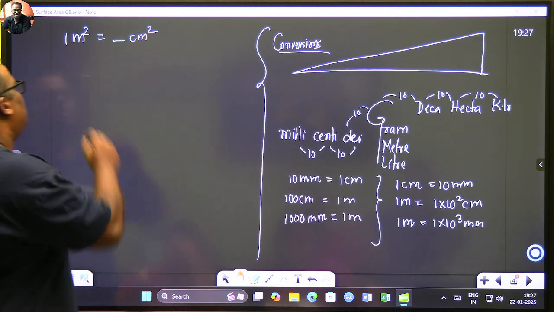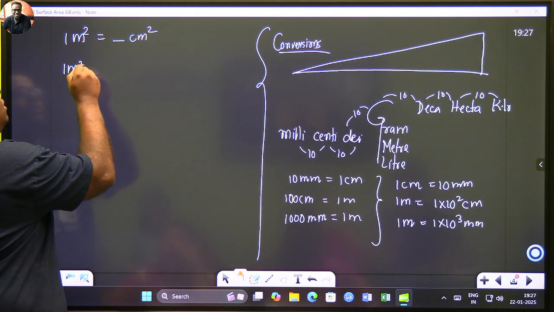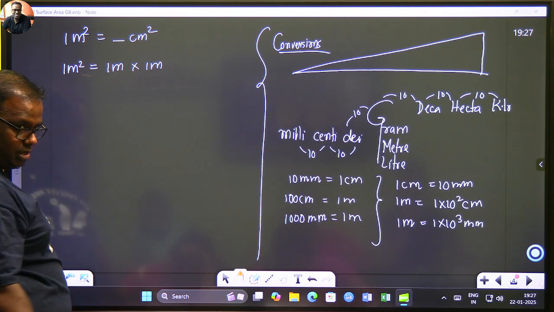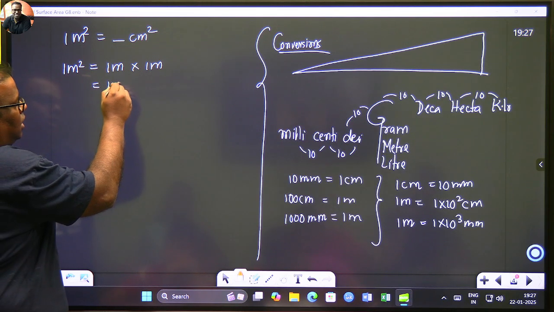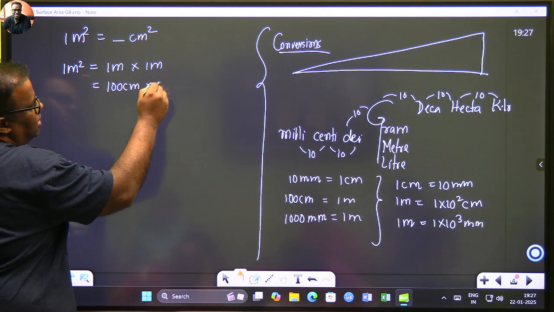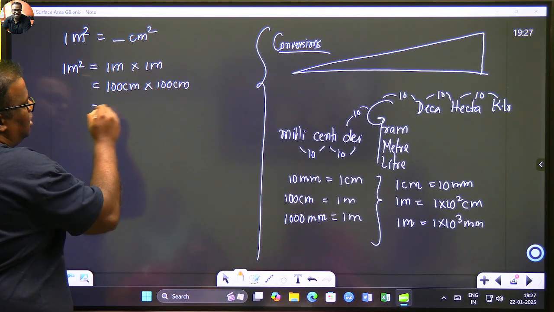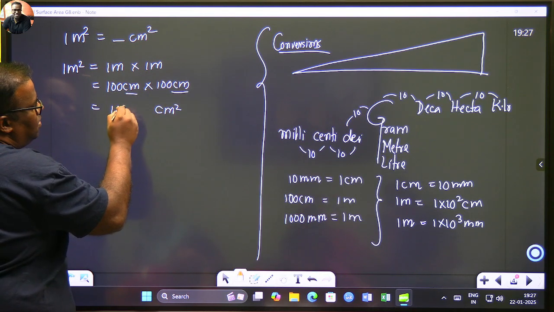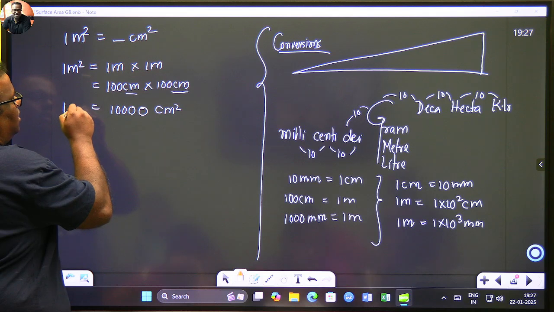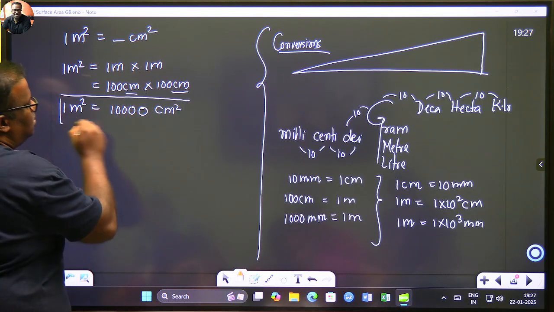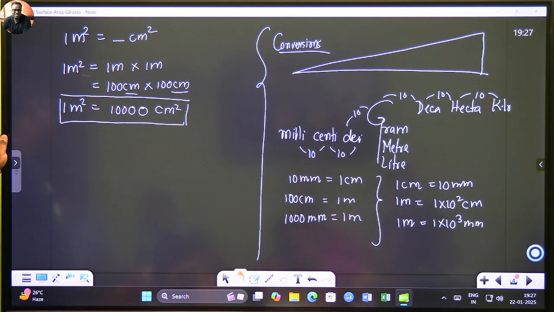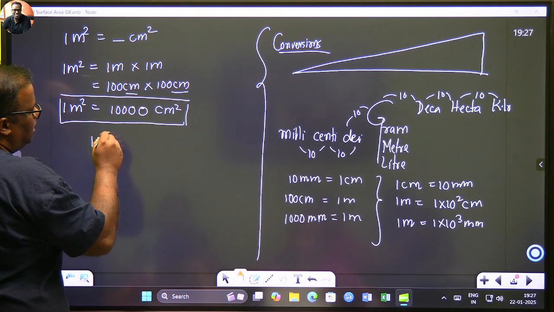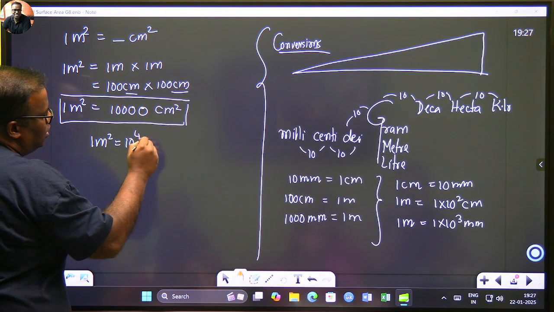How to do? So we have got 1 meter square. 1 meter square को क्या लिख सकते हैं? 1 meter multiplied by 1 meter. Clear? Each meter is nothing but 100 centimeter multiplied by 100 centimeter. Centimeter times centimeter makes it centimeter square. 100 into 100 is 10,000. बस आ गया. 1 meter square is so many centimeter square. 10,000. लेकिन इतने zeros we cannot remember. So the best way to remember it is 1 meter square is 10 to the power 4 cm square.